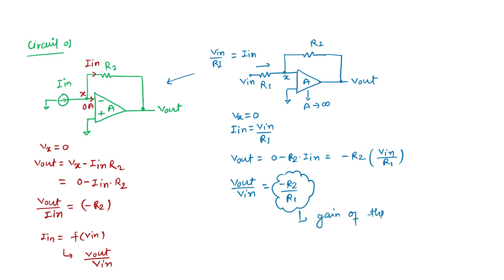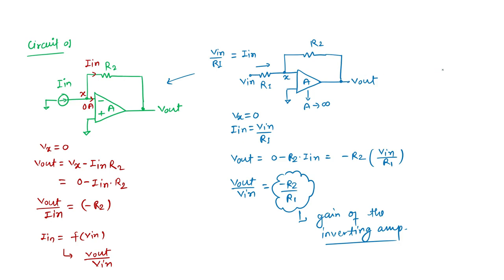Gain of the inverting amplifier. So overall, what is happening here? I think a current to voltage conversion is happening here. But the current is a function of the input voltage. So this is the thing that we are seeing.